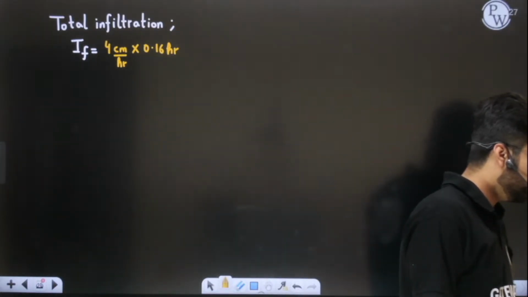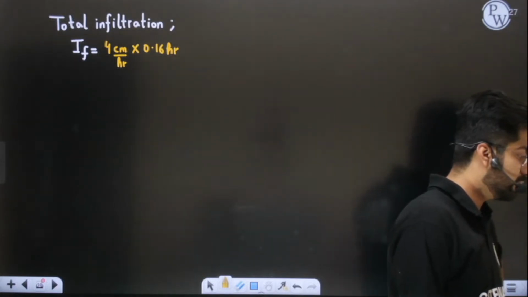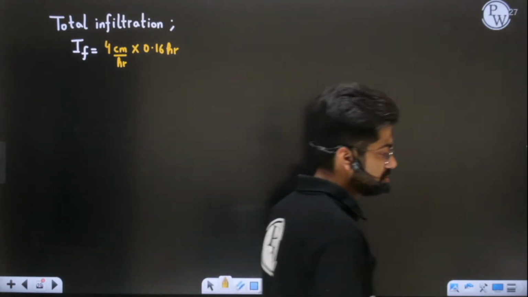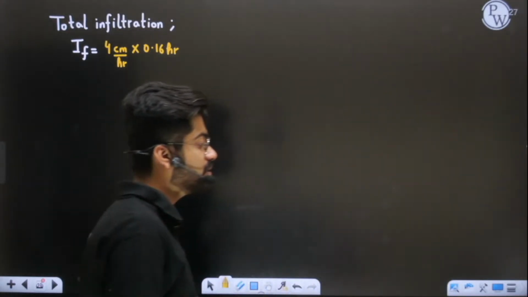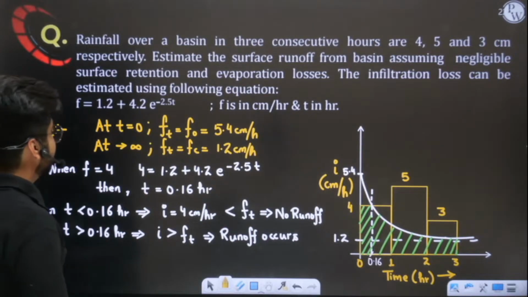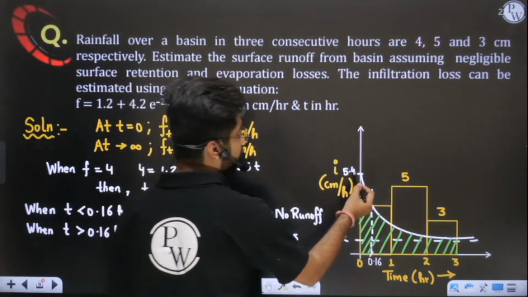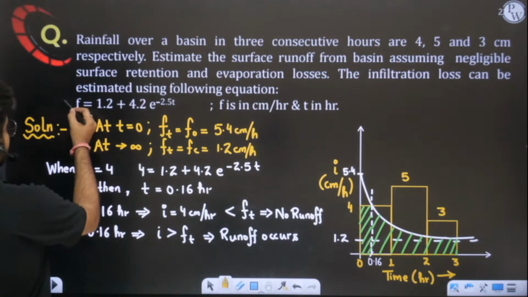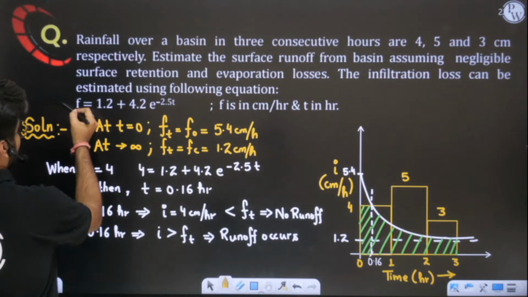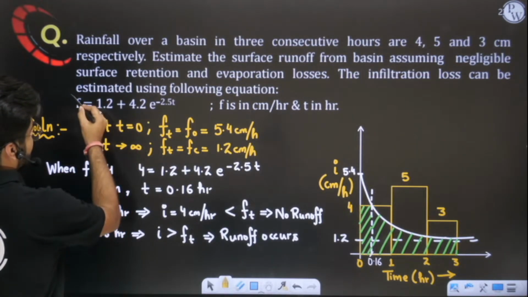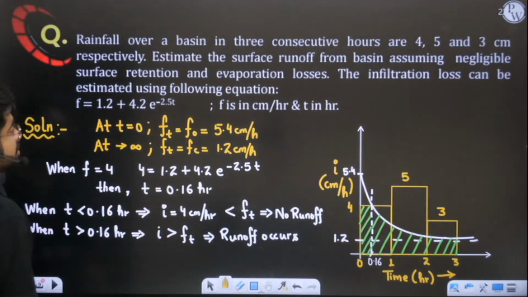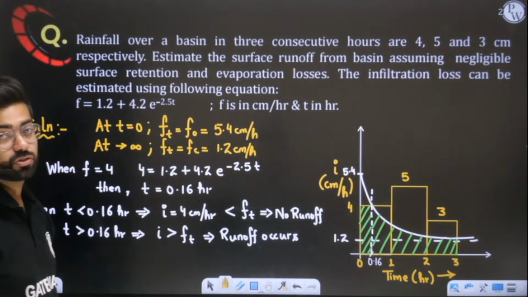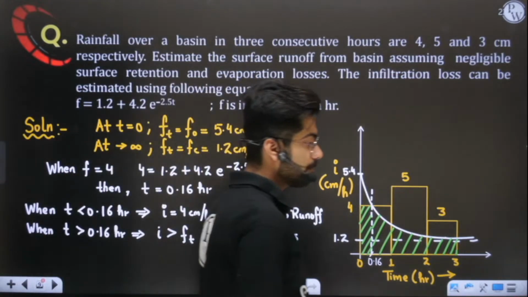If we put f equal to 5.4, then we have 0.16. No, dear. If we put f equal to 5.4, then time will be 0. Listen very carefully. See, the 5.4 value is when time t is equal to 0. If you put 5.4, 5.4 minus 1.2 is 4.2, and 4.2 will get cancelled. You will have 1. Yes or no? In that case, you will get the value of time as 0 because natural log 1 is 0.